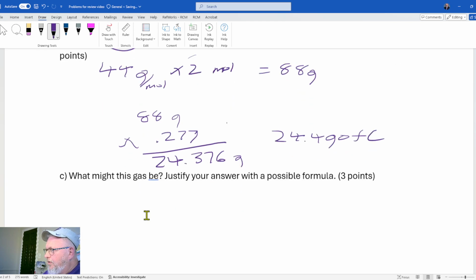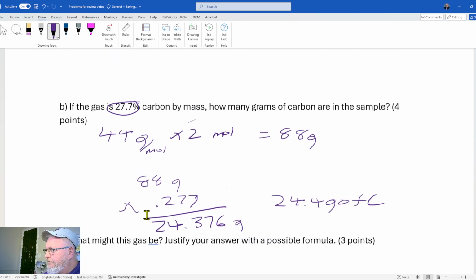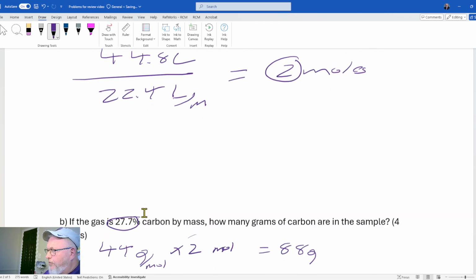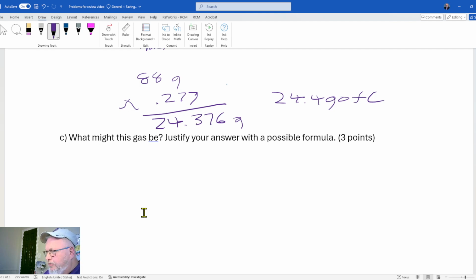So, what might this gas be? Well, let's see. 44 grams per mole. Let's assume, because I know that carbon dioxide has a mass of 44 grams per mole, let's assume it's CO2 and see if this makes sense. Carbon would be 12, and I got 1 carbon. Then I've got 2 oxygens, so that'd be 16 times 2. That's going to be 32. Let's see if our percentages are right. If I add all that up, I've got 44 grams per mole.